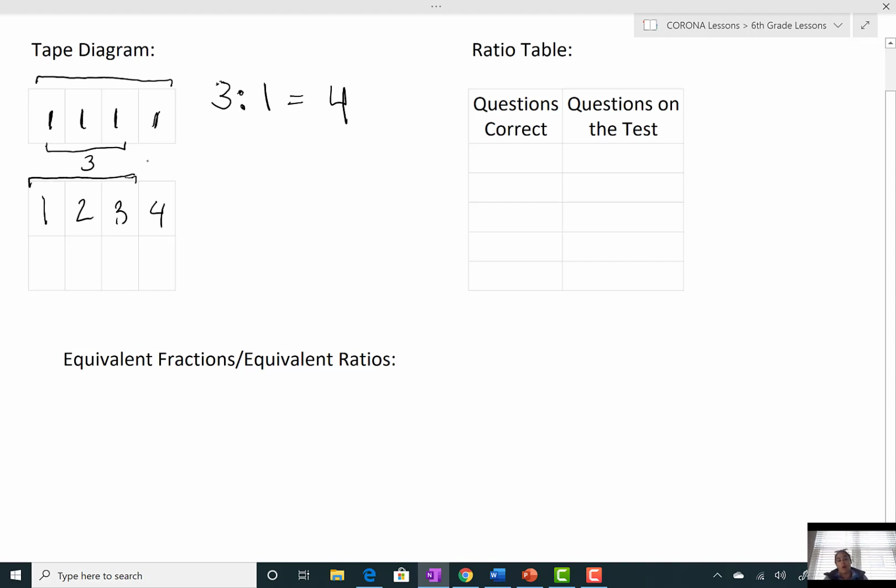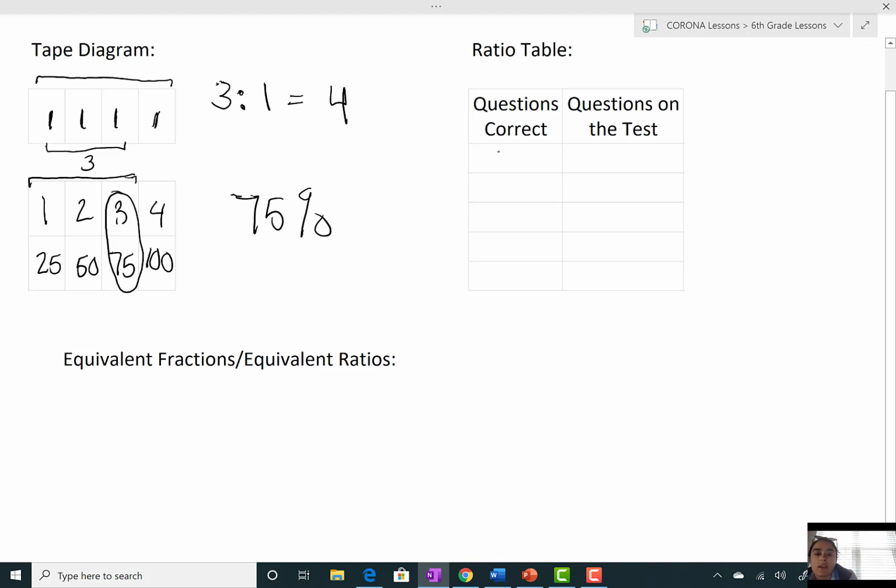The 4th one she gets wrong. But I want to convert this into something out of 100. So now I'm splitting 100 into 4 pieces. So what is that? 25, 50, 75, 100. In this way, if she gets 3 out of 4 questions right with a ratio of 3 to 1, we can see she gets a 75% on the test.